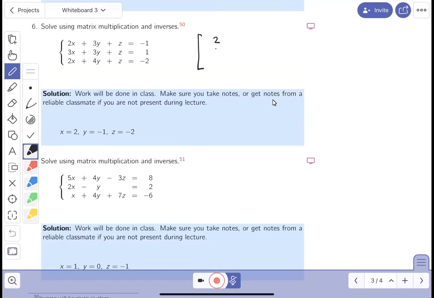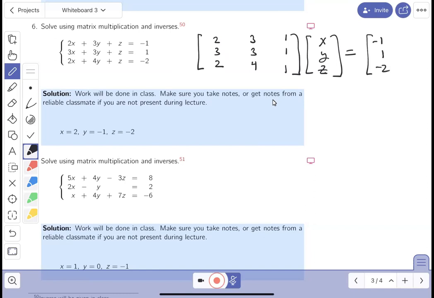2, 3, 2. That's the column of x's, 2, 3, 2. The column of y is going to be 3, 3, 4. The column of z's would be 1, 1, 1. Matrix multiplication. The variable matrix is x, y, z. And the constant matrix is -1, 1, -2.